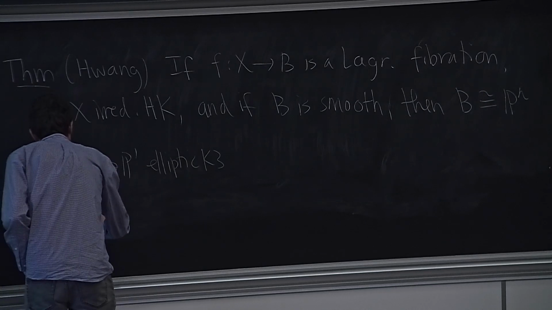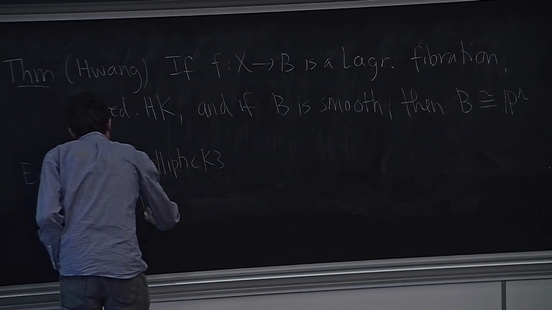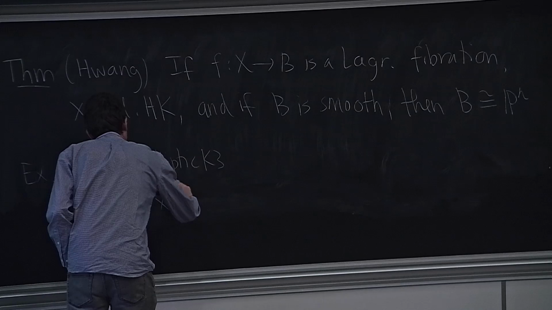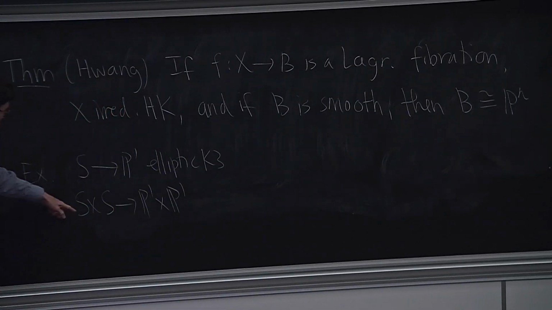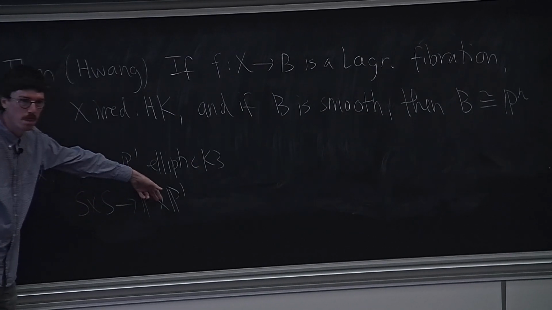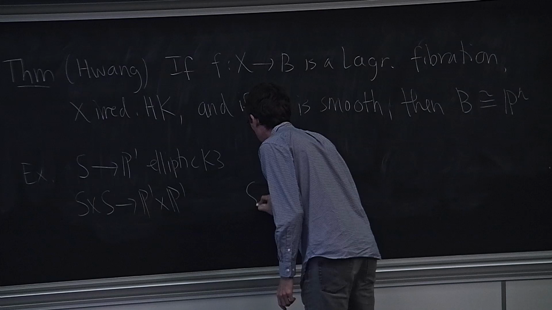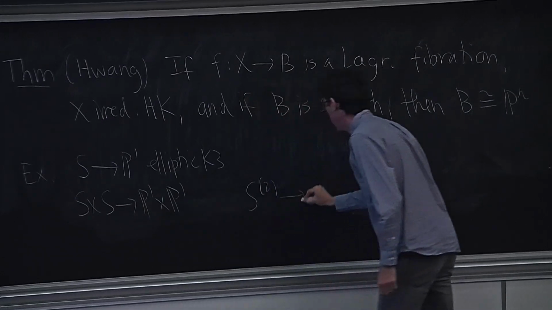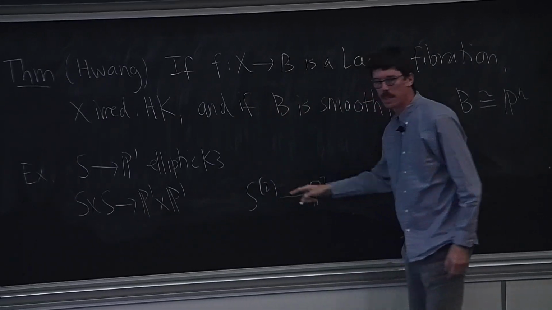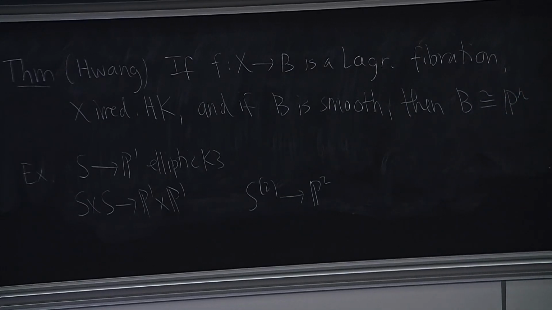Then you can do things like S cross S mapping to P1 cross P1, right? So in this case, this thing is not irreducible because there's two independent two forms, and the base does not have to be P1. It will be P1 cross P1 in that case, right? But for example, if I take the Hilbert scheme of 2 points, then map to P2, then it'll be the sort of irreducible Lagrangian fibration.